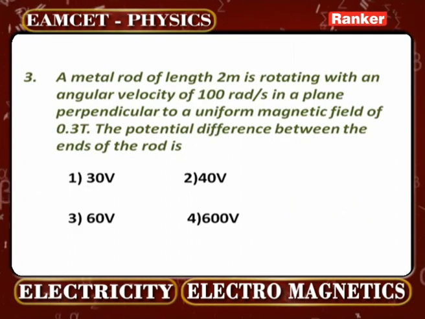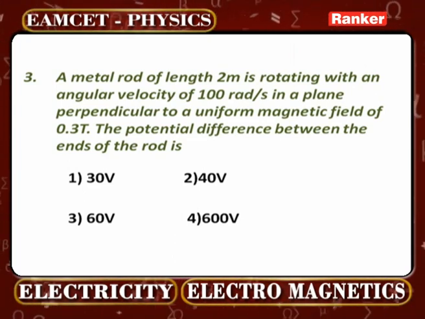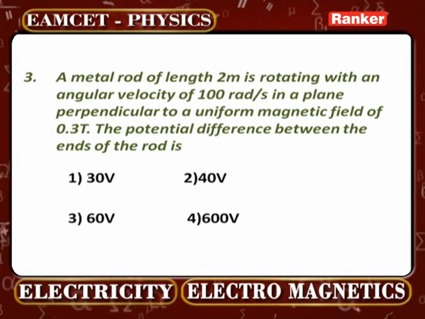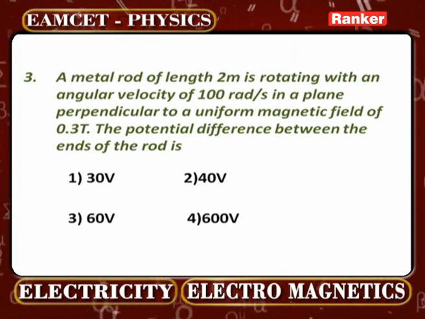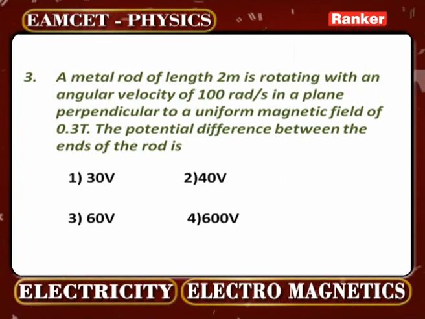A metal rod of length 2 meter is rotating with an angular velocity of 100 radian per second in a plane perpendicular to a uniform magnetic field of 0.3 Tesla. The potential difference between the ends of the rod is how much? Just now I have reminded you while taking up all the formulae of this chapter.